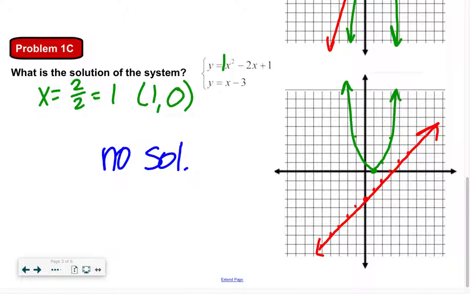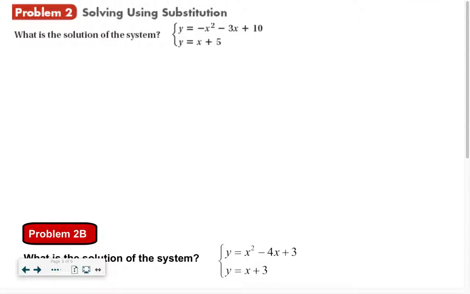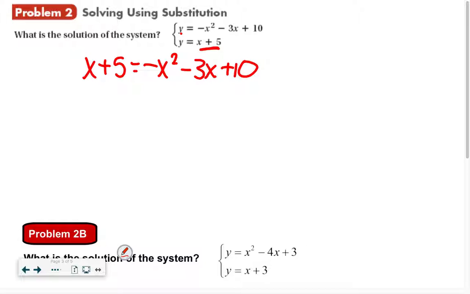Next way we're going to solve is by substitution. We all know how to substitute, I know that. I have the equations y equals negative x squared minus 3x plus 10 and y equals x plus 5. What do I do with the 2? If they're both equal to y, I can set those two equal, right? I can plug x plus 5 in for y up here. Let's do that. x plus 5 equals negative x squared minus 3x plus 10.